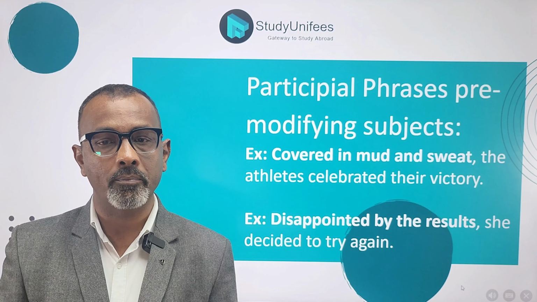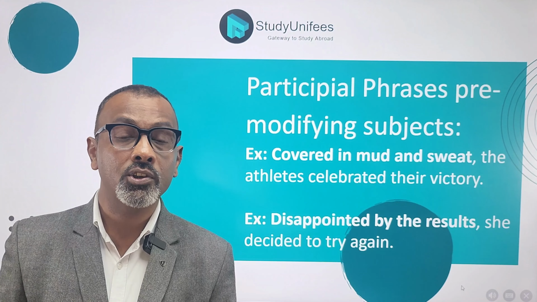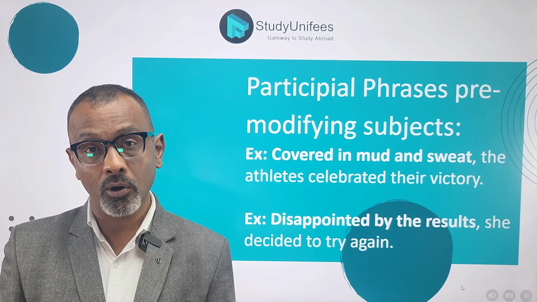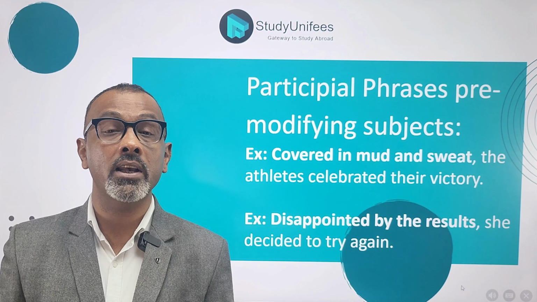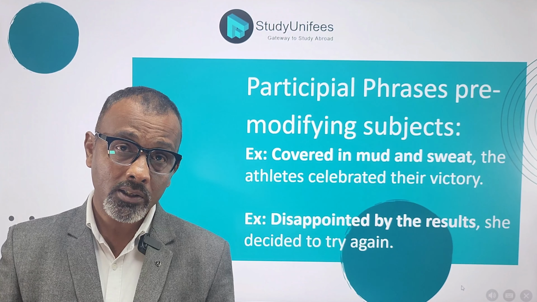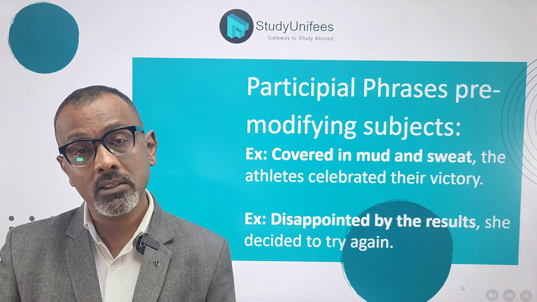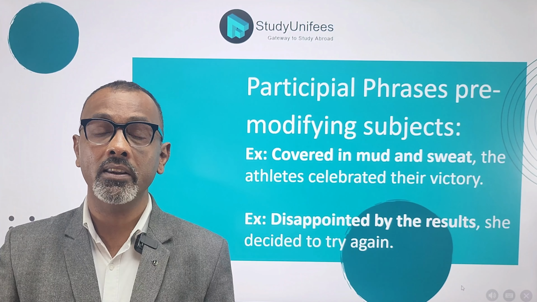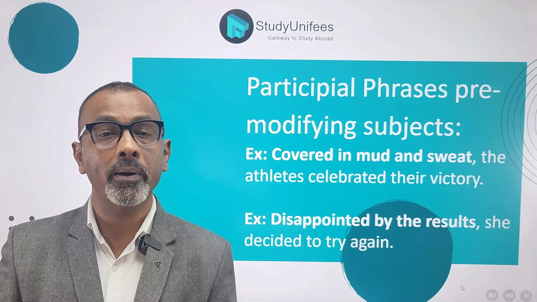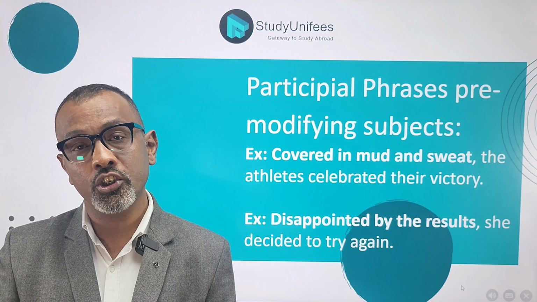Look at the first example. The athletes were covered in mud and sweat. The independent clause here is the athletes celebrated their victory. However, the participial phrase using the past participle, covered in mud and sweat, describes the subject, the athletes. In the second example, disappointed by the results describes the subject, she.